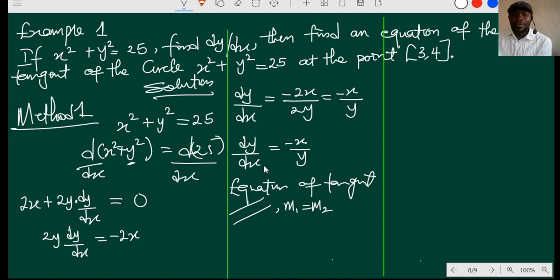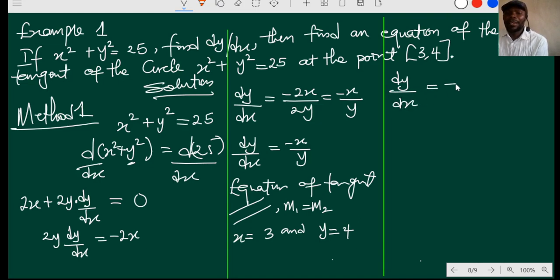So now, therefore, in a normal sense, you have been given the value of x and y. Our x is equal to 3 and y is equal to 4. So if x is equal to 3 and y is equal to 4, therefore dy/dx is now minus x, that will be minus 3 over y, that is 4. So making that dy/dx equal to minus 3 over 4.